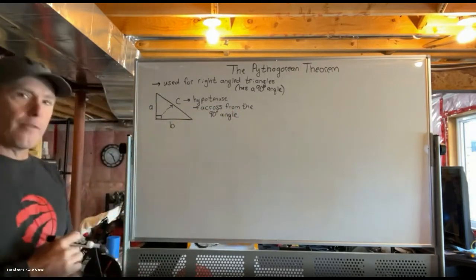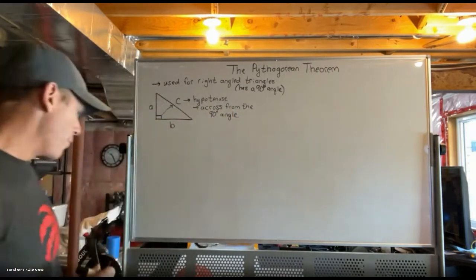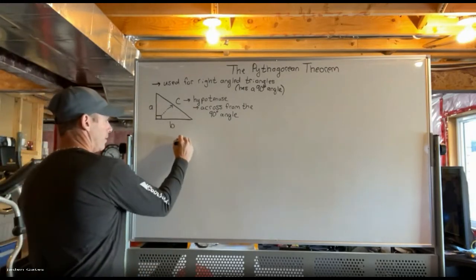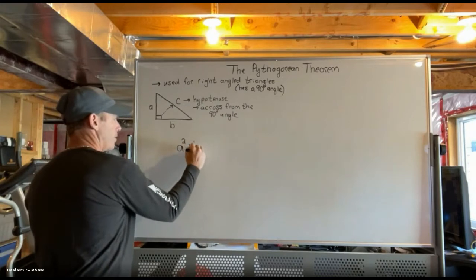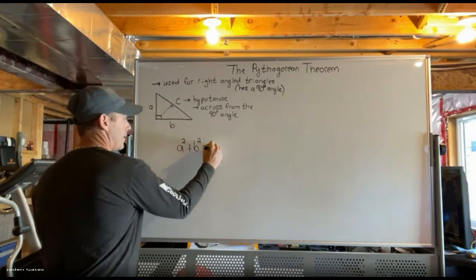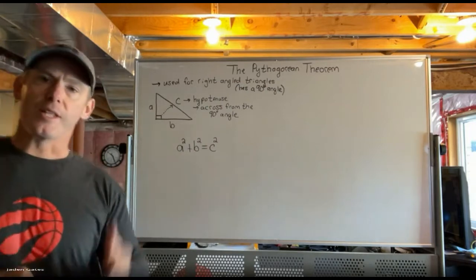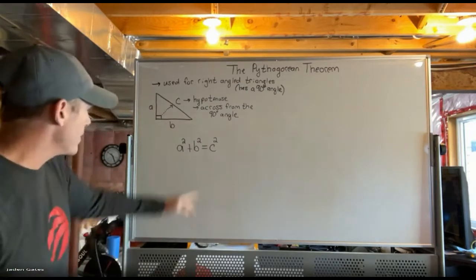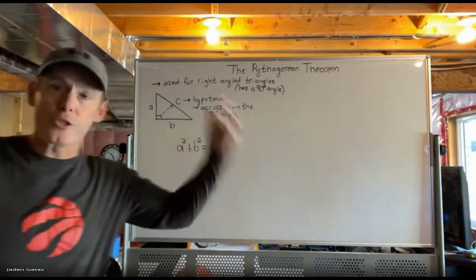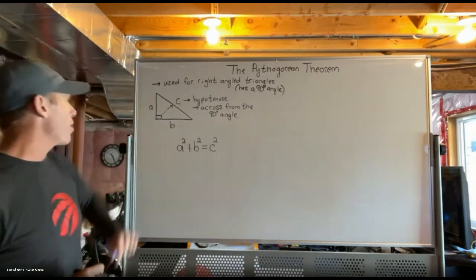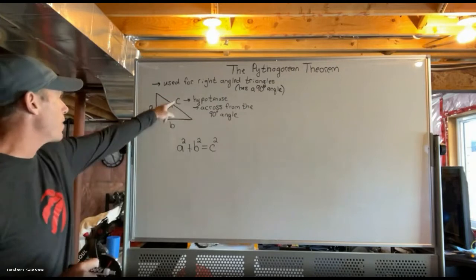Now, the formula for the Pythagorean theorem is a squared plus b squared is equal to c squared. And again, the reason that the c is important to find is because it's on one side of the equation and the other two are on the other side. All right, so again, to find c, our hypotenuse, it's always across from the right angle.